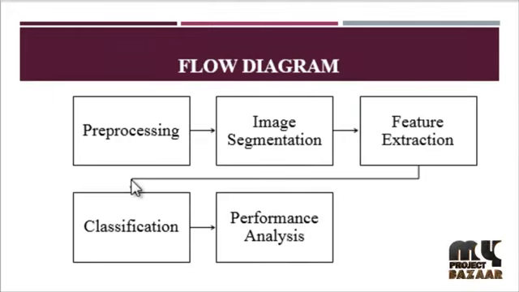First one is the image acquisition stage. Here we take one input image from the dataset folder. After taking the input image, we use the pre-processing stage. In pre-processing, unnecessary noise in the image is eliminated. Unnecessary noise refers to the unwanted pixels in the image.